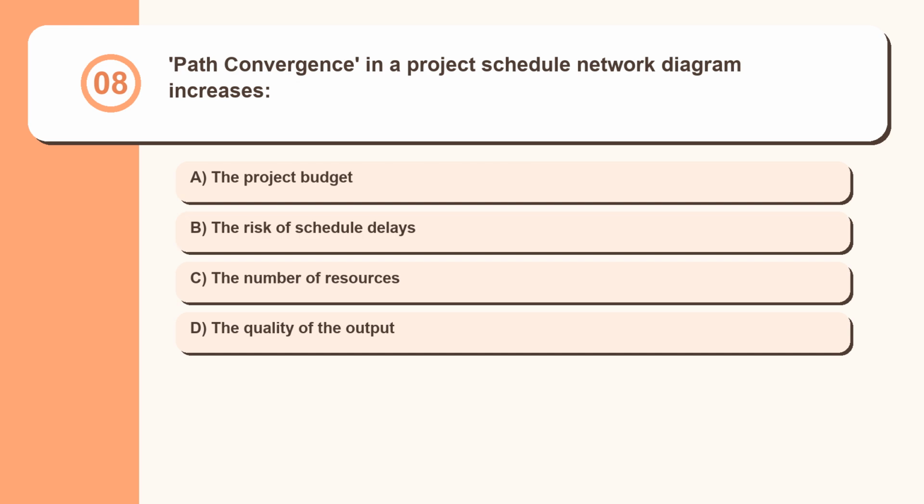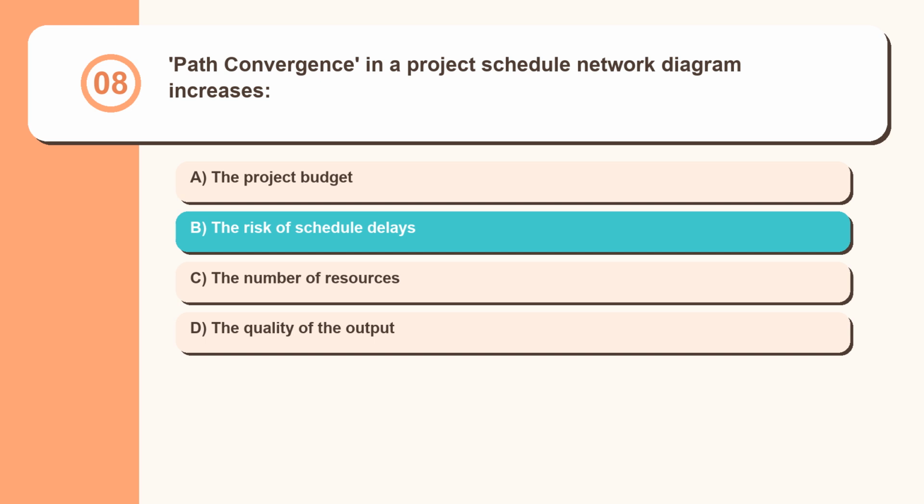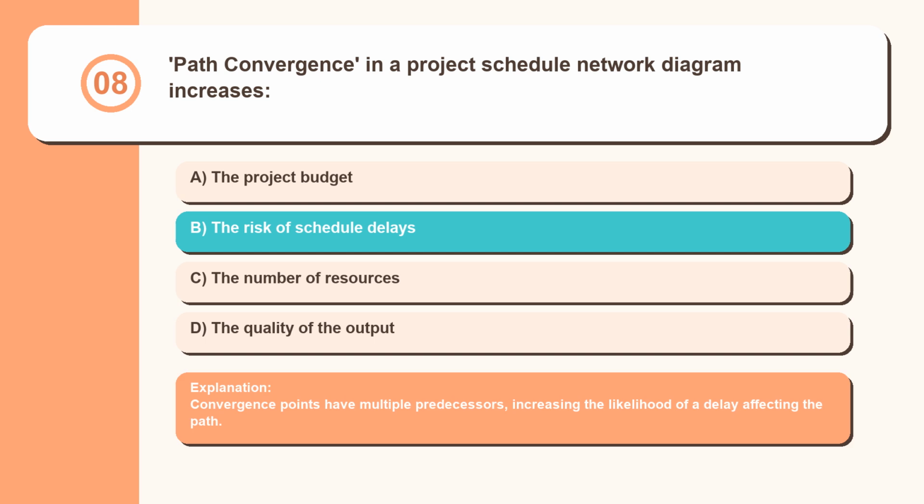Question 8. Path convergence in a project schedule network diagram increases the project budget, the risk of schedule delays, the number of resources, the quality of the output. Convergence points have multiple predecessors, increasing the likelihood of a delay affecting the path.